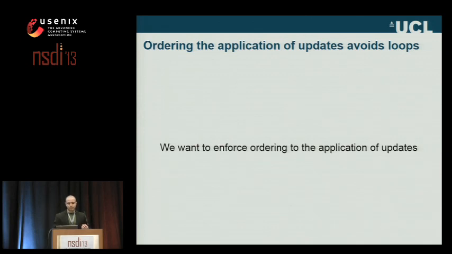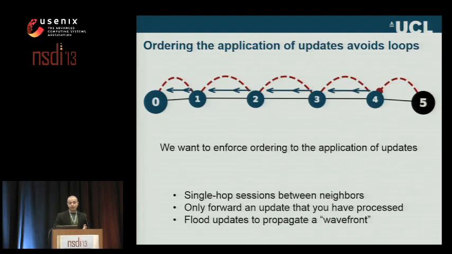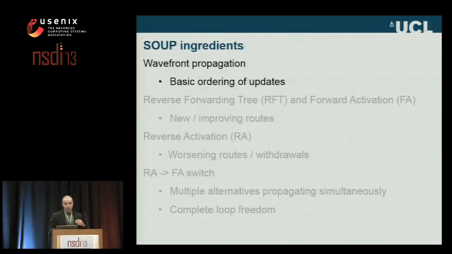Now, let's start by fixing the little synthetic linear example that I showed you before. In general, we want to ensure some ordering constraint on the application of updates. We will do this in the simplest way possible. We'll have single hop sessions, and we will forward updates hop by hop. This gives us regions of contiguous updates, and as you can see, the updates propagate as sort of a wavefront. Now, this is what we call the Wavefront Property, and this is what SOUP uses to propagate information.